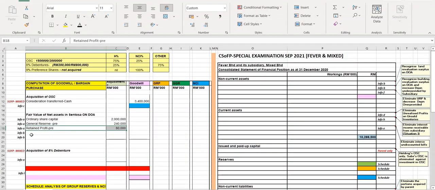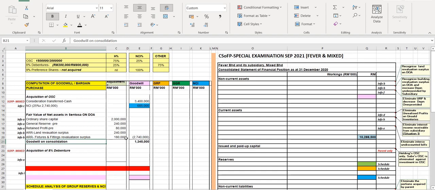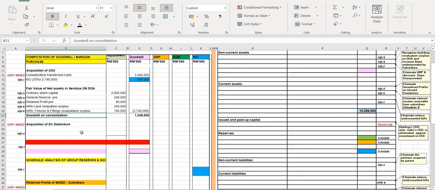Next is to include the two revaluation surpluses. So the land revaluation surplus and the fixtures and fittings revaluation surplus, which are the pre-acquisition surpluses of 240,000 and 180,000 respectively, and therefore the fair value of net asset on the date of acquisition is 2.74 million, and the non-controlling interest will be 25% of that fair value of the net asset, and that will give you 685, and because of that your goodwill on consolidation for ordinary shares was 1345.